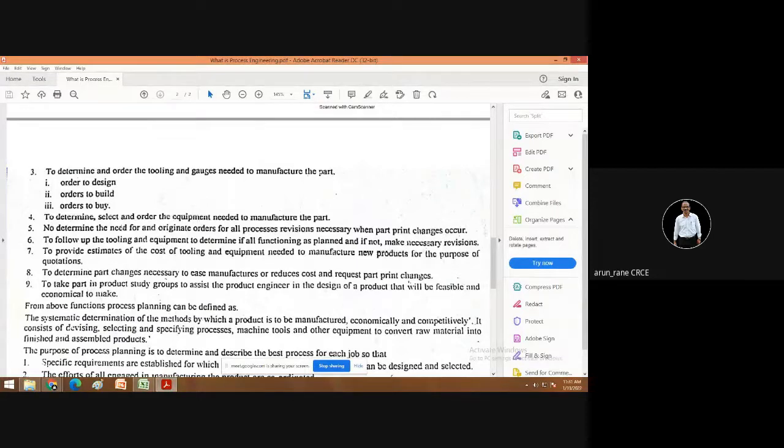Then the second function of the process engineer is to determine the plan. Process plan is nothing but the roadmap, the roadmap for the entire component to be produced. And then the third function of the process engineering department is to determine and order the toolings and gauges needed to manufacture the part.